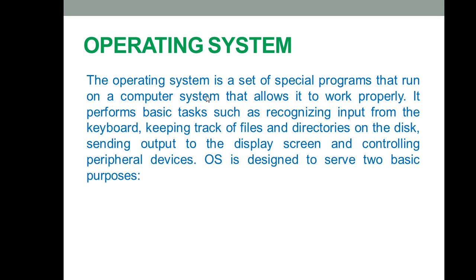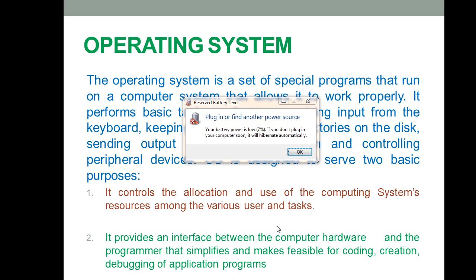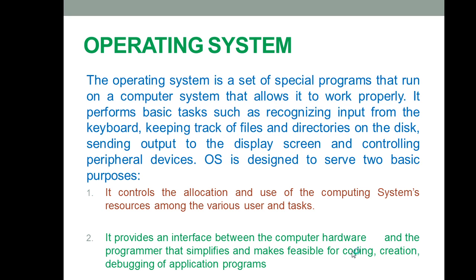Okay, so the operating system is designed to serve two basic purposes, and the first purpose is to control the allocation and use of computing system resources among the various users and tasks. So this is basically the first function. Then the second function is that it provides an interface between the computer hardware and the programmer that simplifies and makes feasible the coding, creation and debugging of application programs. Like if you are using C programming, this is one kind of application software. Okay, so with the help of the operating system, you can run that application software, you can write the command, you can run that command. Okay, so basically these are the tasks.